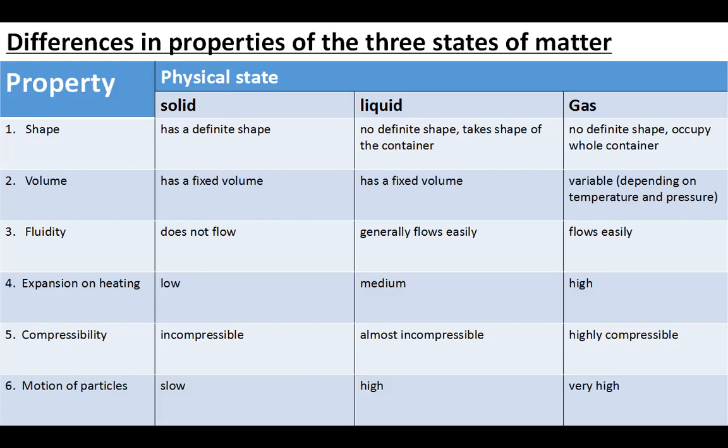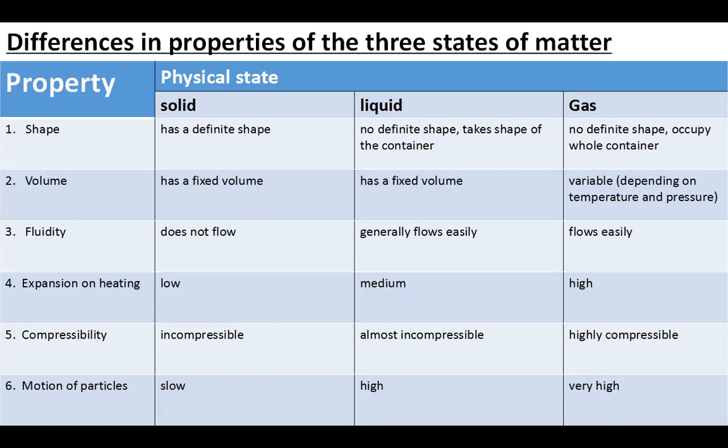The fourth one is expansion on heating. Solids have low expansion on heating. Liquids have medium expansion on heating, while gases have high expansion on heating. The fifth one is compressibility. This is the ability of being compressed.